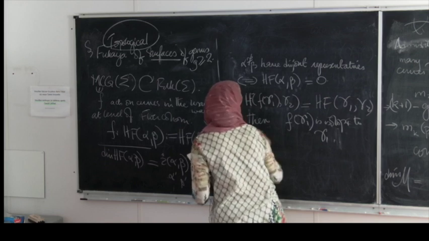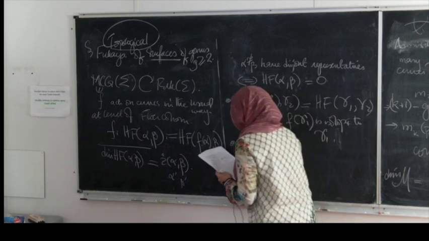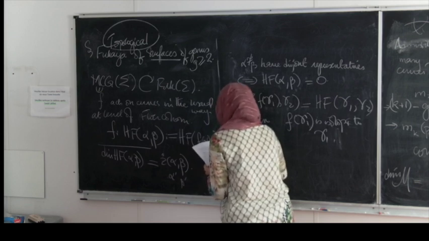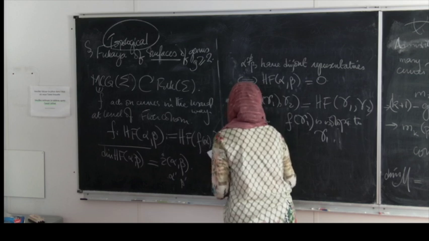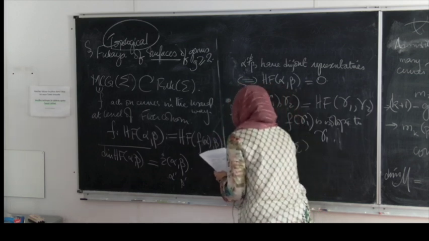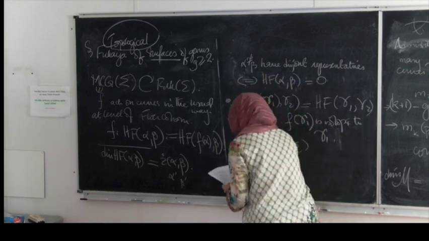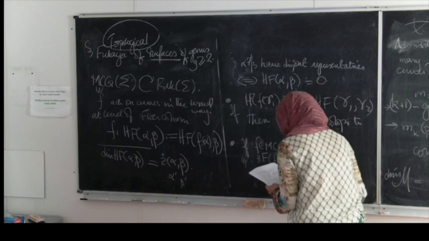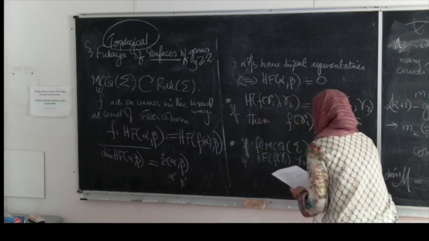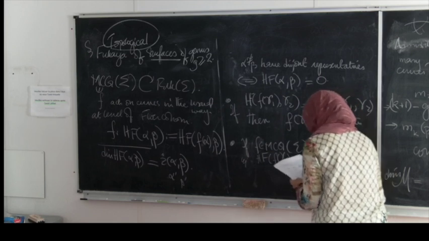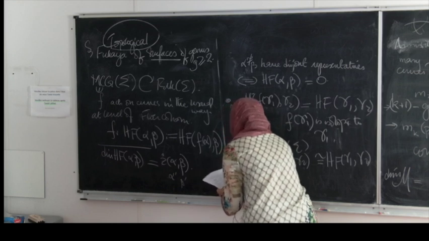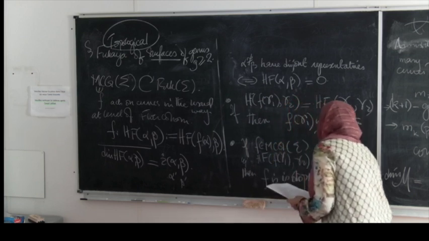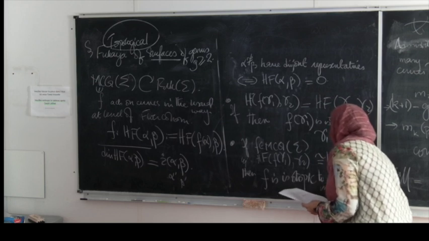So yeah, this statement, however, does not hold true for separating curves, but nevertheless we have this theorem which says that if f is a mapping class and this isomorphism holds, so HF of f of gamma 1, gamma 2 is isomorphic to HF of gamma 1, gamma 2, then f is isotopic to identity in the mapping class group.